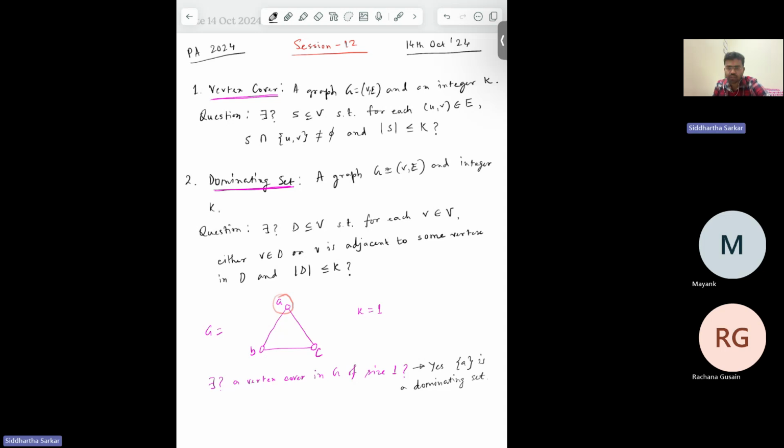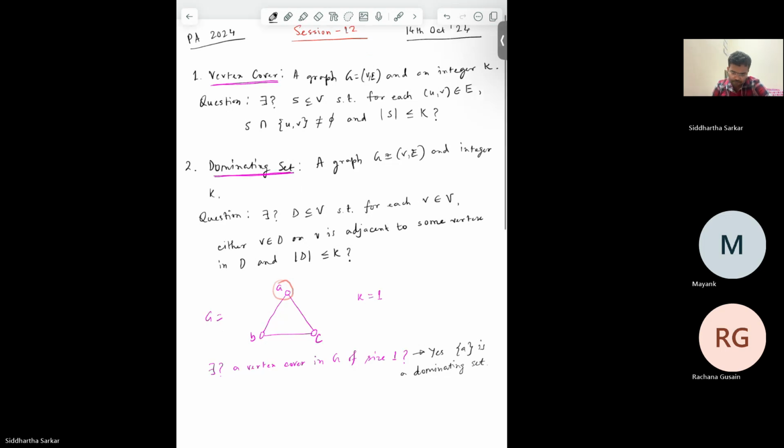All right. So these two concepts are different. Vertex cover and dominating set are different. Now we can look at the relevant assignment questions. I think I have the assignment questions here.